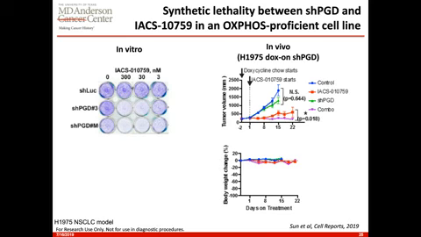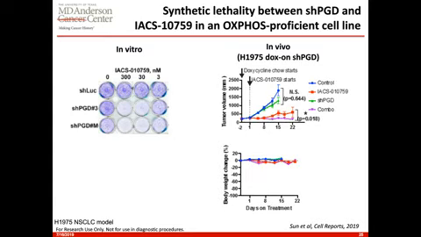So far I've only shown you one model of our PGD homozygous deletion. We also use shRNA to generate our second model with the PGD deletion in an OXPHOS proficient model. So this is an H1975 non-small cell lung cancer model. In vitro, we see a very nice synergistic effect between shPGD and IX-10759.